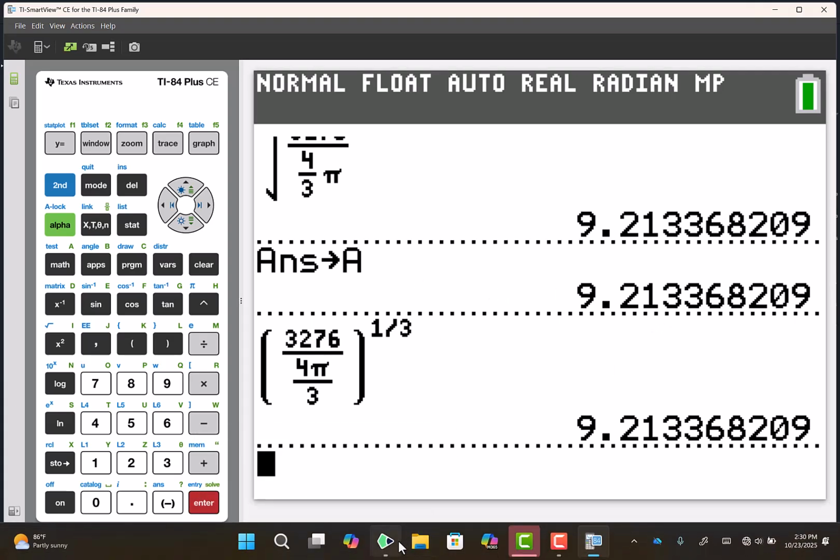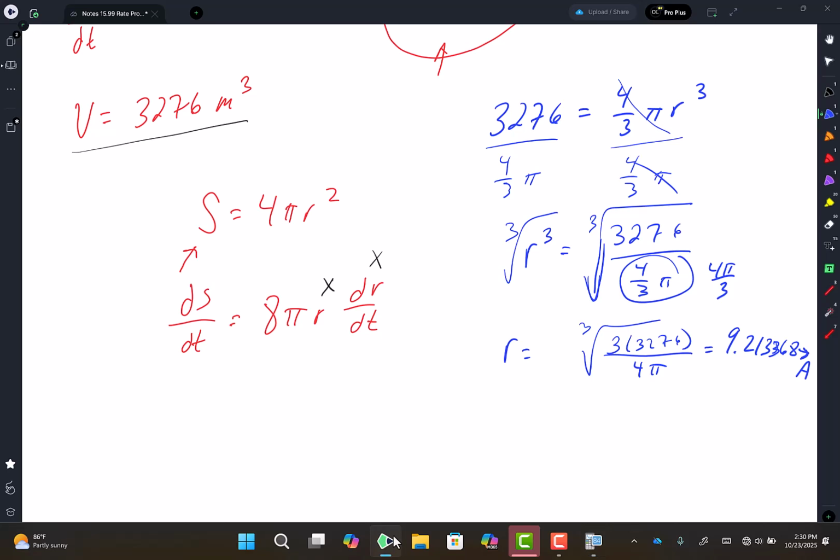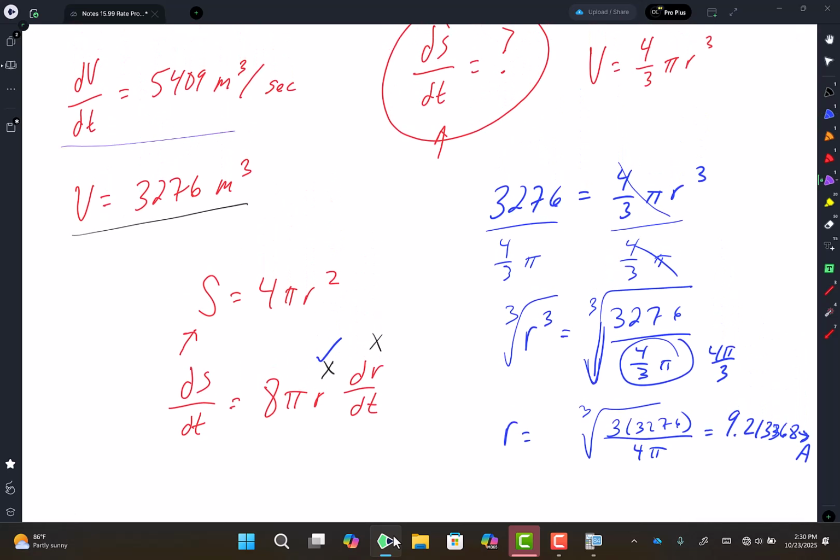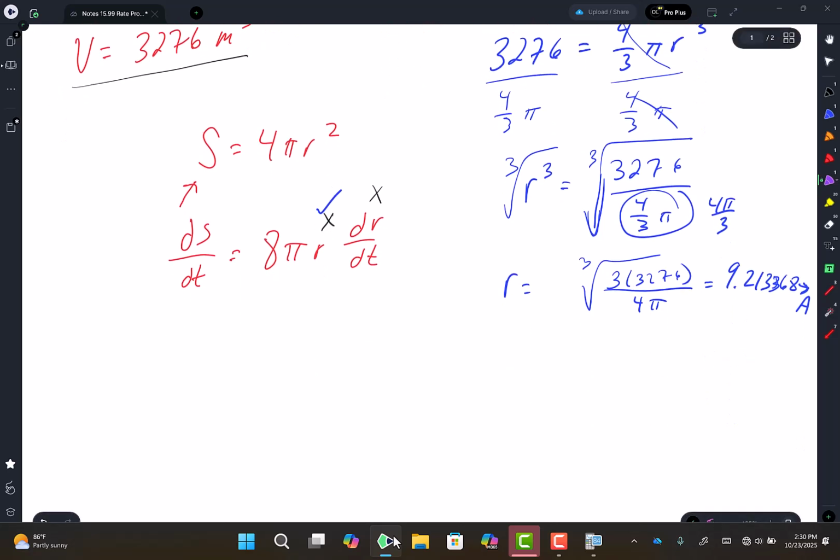All right, so there it is. I already have that saved in A. So I'm going to put a check mark now. So this one's clear. Now I need the dRdt. So I'm going to change my color. I'm going to go to purple. Well, I'm going to get the dRdt from this one.